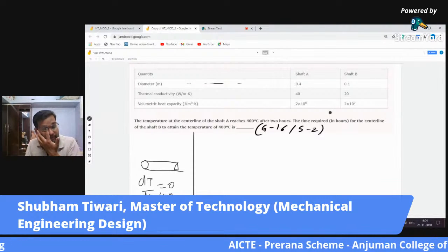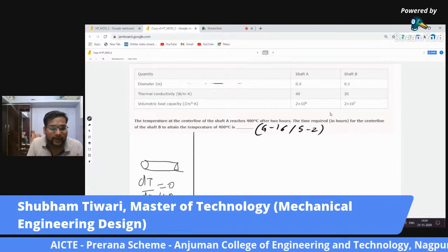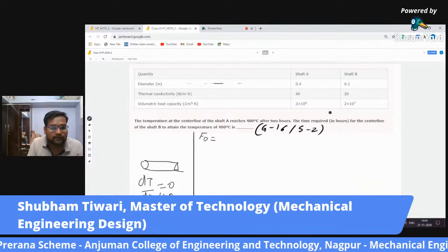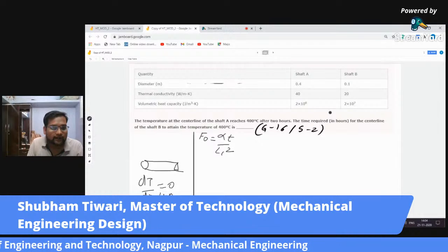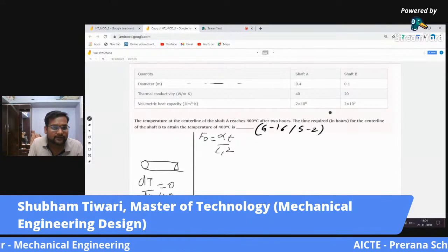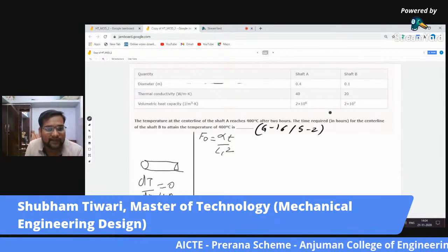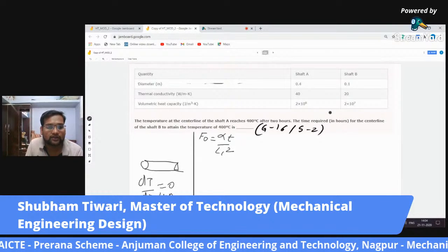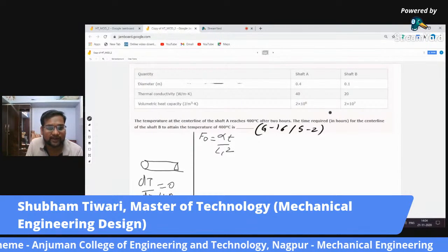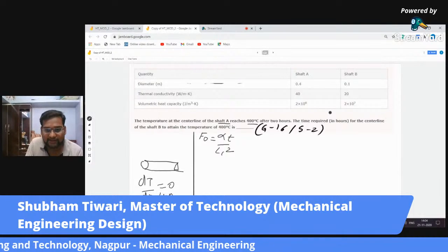Now this table gives us the data about everything. Fine. We know that Fourier number is equal to alpha t upon Lc square. And this question asks us to find out, let us see what it further says. I haven't read it. The temperature at the center line of the shaft is 400 degrees Celsius after 2 hours. So after 2 hours, one of the shafts, that is shaft A, reaches the temperature of 400 degrees Celsius.